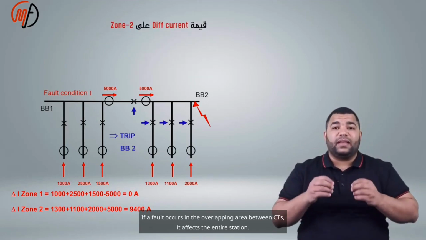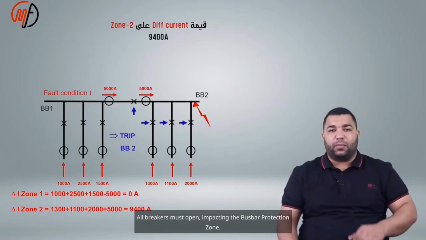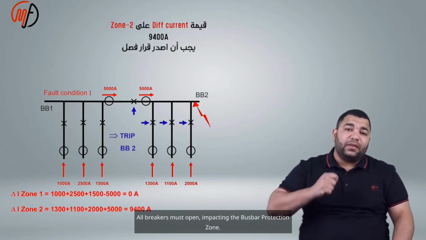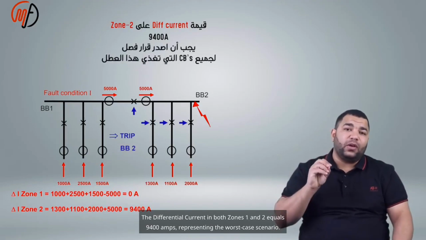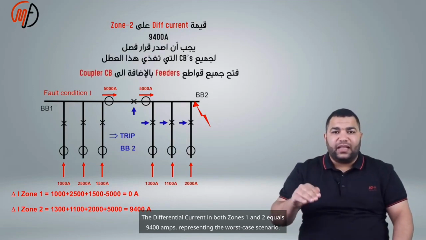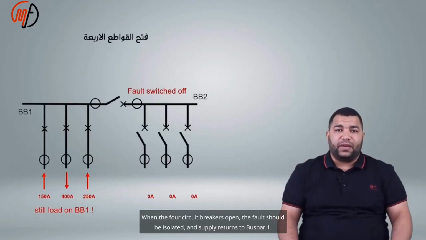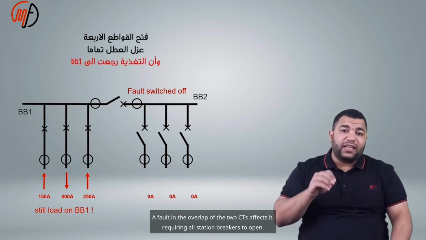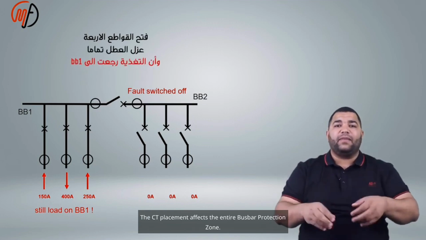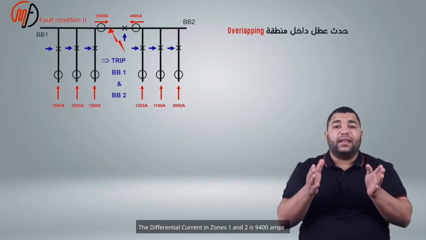If a fault occurs in the overlapping area between CTs, it affects the entire station. All breakers must open, impacting the bus bar protection zone. The differential current in both zones 1 and 2 equals 9400 amps, representing the worst-case scenario. When the 4 circuit breakers open, the fault should be isolated, and supply returns to bus bar 1. A fault in the overlap of the two CTs requires all station breakers to open. The CT placement affects the entire bus bar protection zone. The differential current in zones 1 and 2 is 9400 amps.